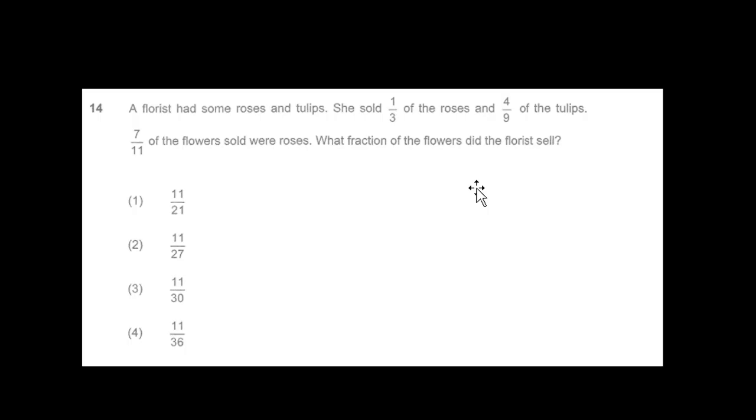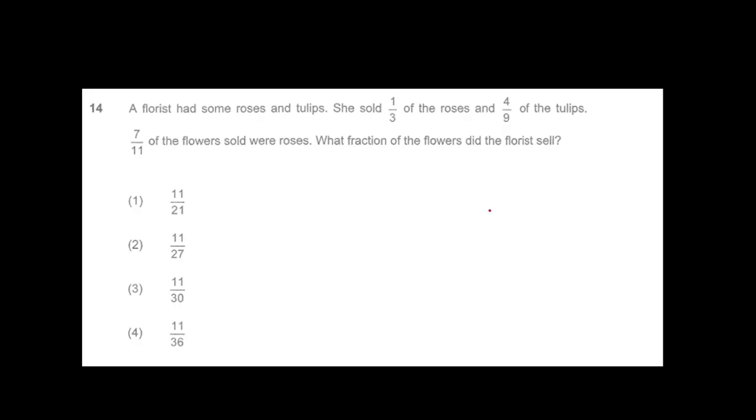Okay, question 14. It says that a florist has some roses and tulips. She sold 1/3 of the roses and 4/9 of the tulips, and 7 out of 11 of the flowers sold were roses. What fraction of the flowers did the florist sell?